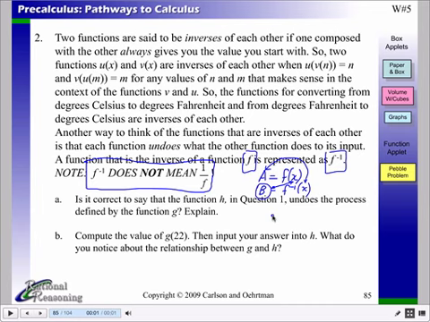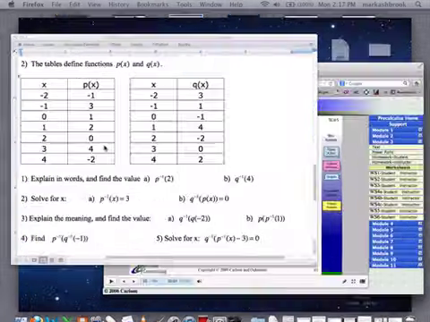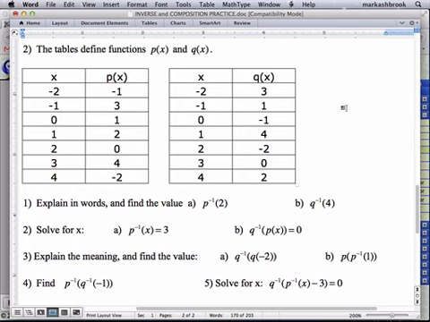So let's practice this. Here are our same tables from Friday when you had the Top Hat questions, but now we're going to deal with inverses. Let's do Q of negative 2. What does Q of negative 2 equal according to the Q function?